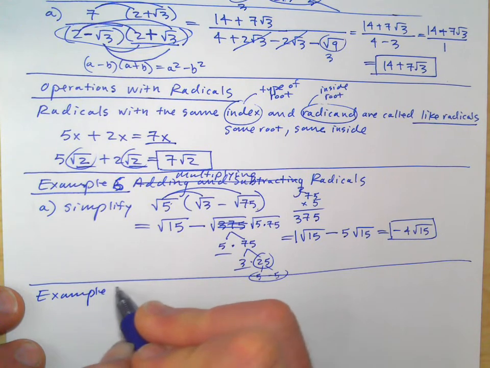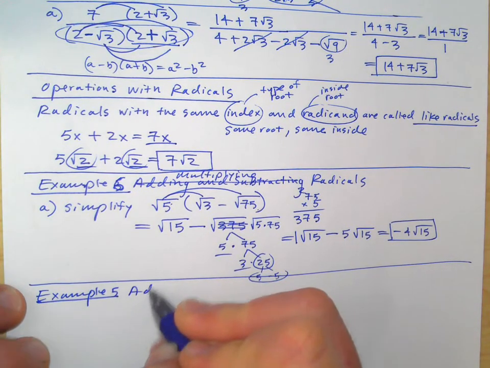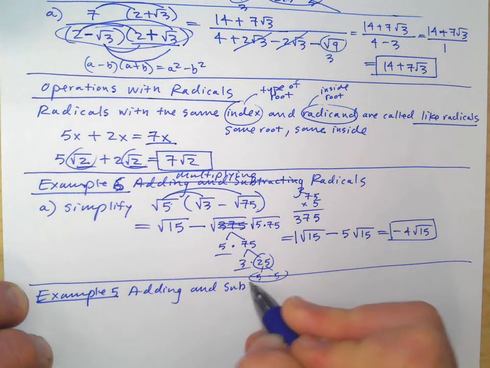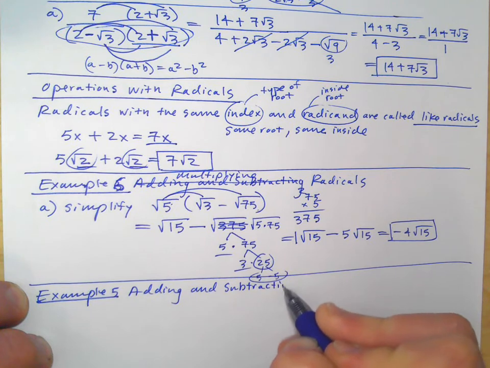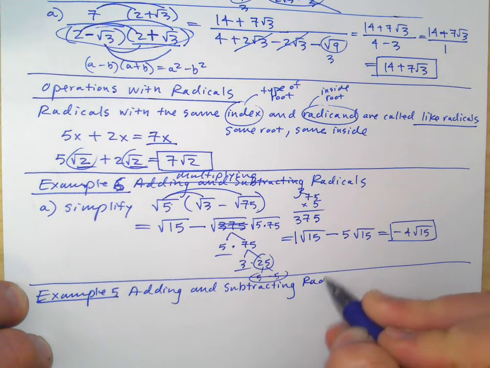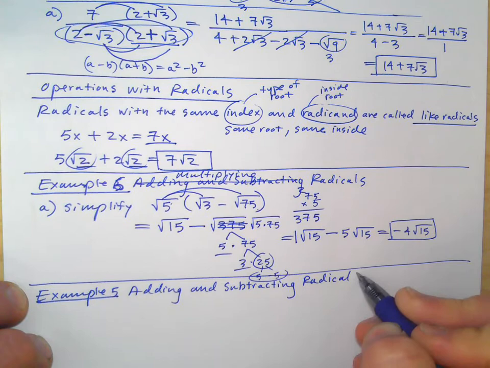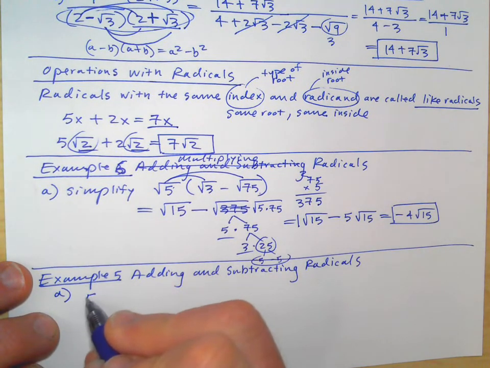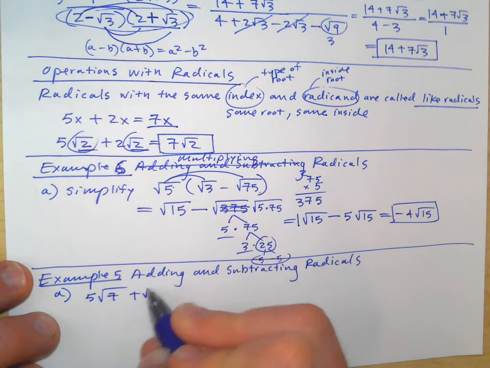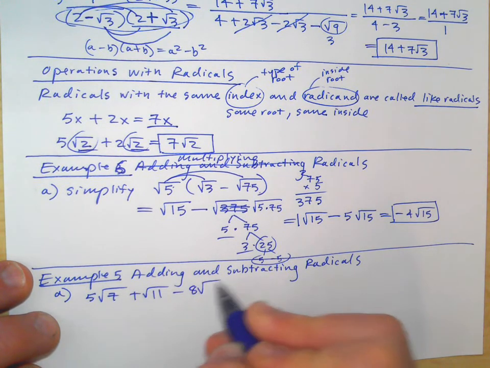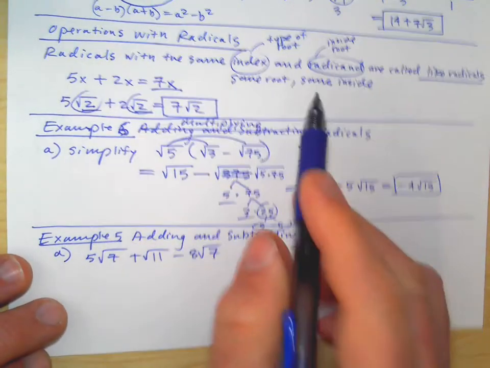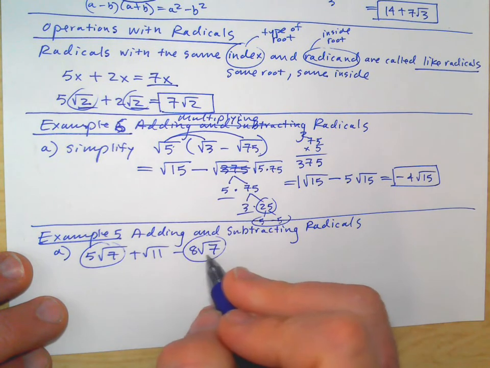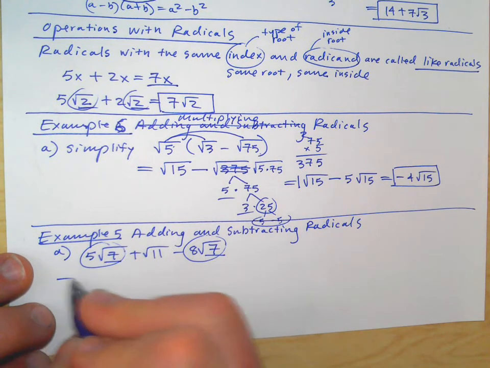Example 5 was supposed to be adding and subtracting radicals, but I jumped to multiplying. So it's using the same idea. So let's say we had 5 square root of 7 plus square root of 11 minus 8 square root of 7. Now, the rule up here says it has to be the same kind of root with the same number inside. So these guys are like each other because of what's inside of them. And I can combine those together.